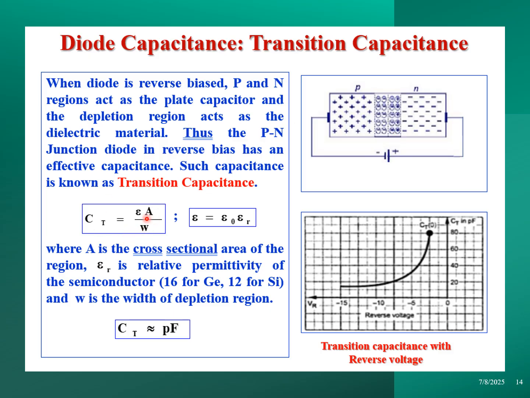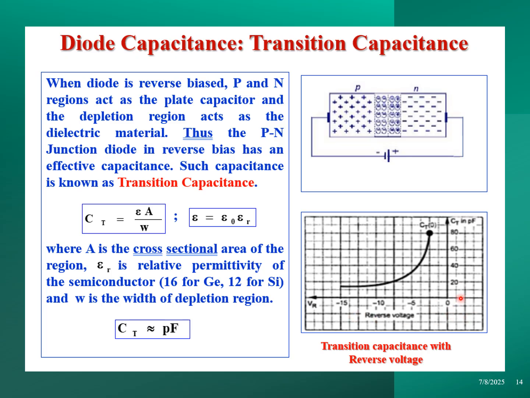CT is equal to epsilon A by W. Here epsilon is the relative permittivity, A is the cross-section area of the junction, and W is the width of the depletion layer, the distance between the two plates. That means the transition capacitance is inversely proportional to the width of the depletion layer. In the reverse bias, the width of the depletion layer increases, which means the transition capacitance decreases.